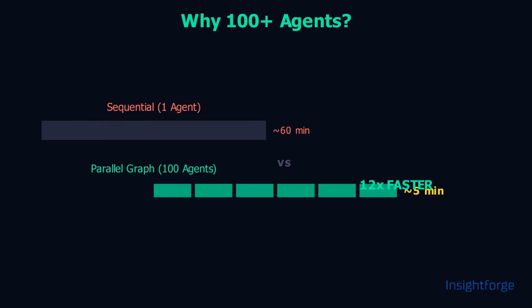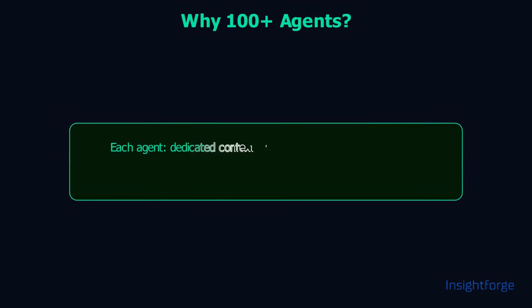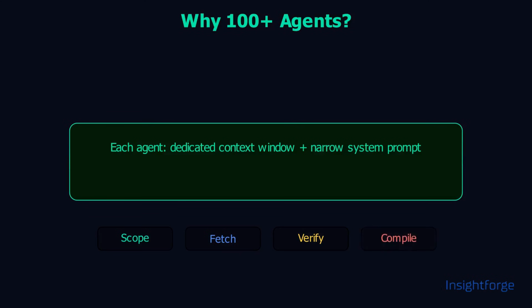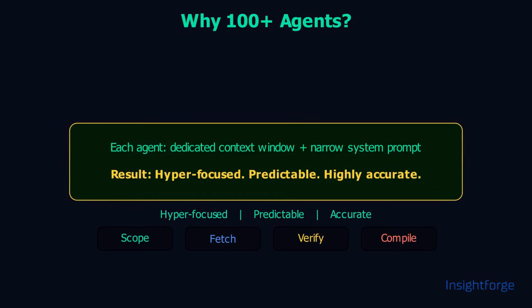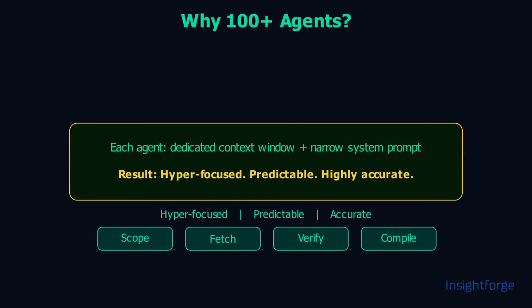The second reason is what engineers call the separation of concerns. When a single agent tries to handle scoping, gathering, fetching, and verifying all at once, its context window gets severely bogged down. Every agent in a graph has its own dedicated context window and its own narrow system prompt, keeping each step hyper-focused, predictable, and highly accurate.